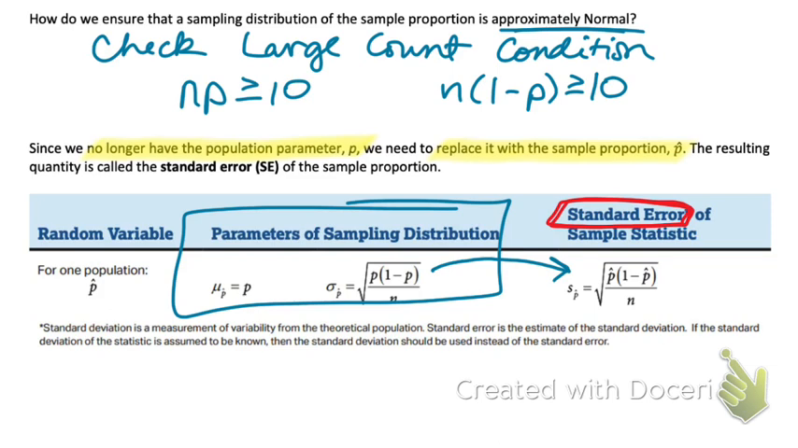It even tells you this on the formula chart, that the standard error is an estimate of the standard deviation. And if the standard deviation of the statistic is assumed to be known, then you should use the p instead of using the p hat. But most of the time, we're not going to know it because that's what we're estimating. So basically, all of these formulas are going to be the same. We're just going to be using p hats instead of p's. That's going to be the same for our large count condition as well. We'll just stick a hat on the p and move forward.